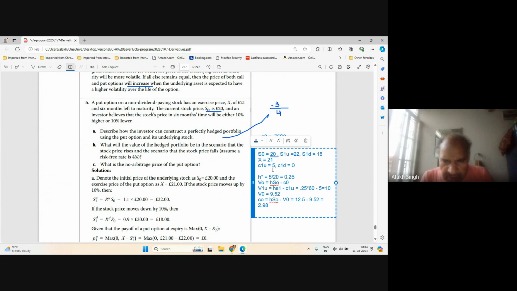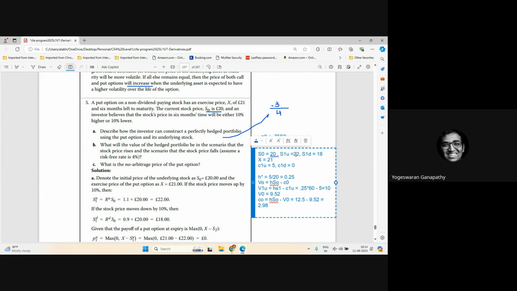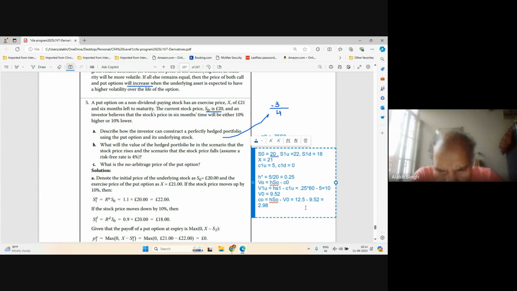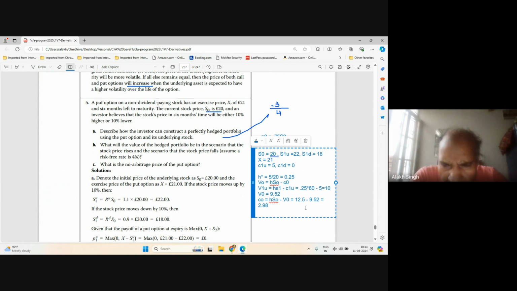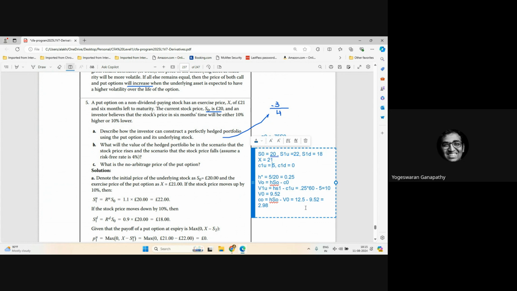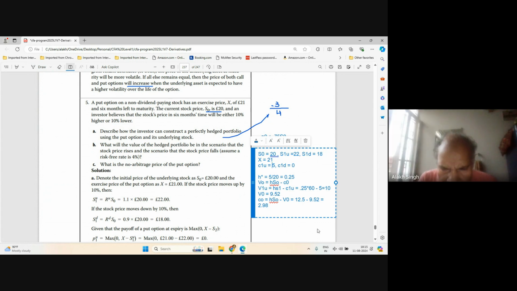And then C1U will be what? We don't need C1 also. For V1 we can substitute V1 is equal to H into S1U plus P1U, because you are talking only about put options, right? So what can be the value of the hedged portfolio? V1 is equal to H times S1U plus P1U.